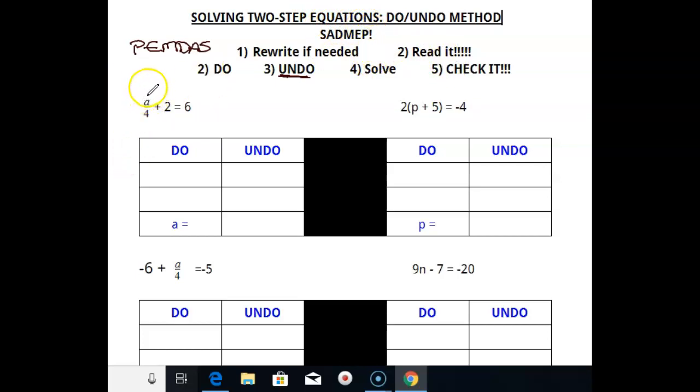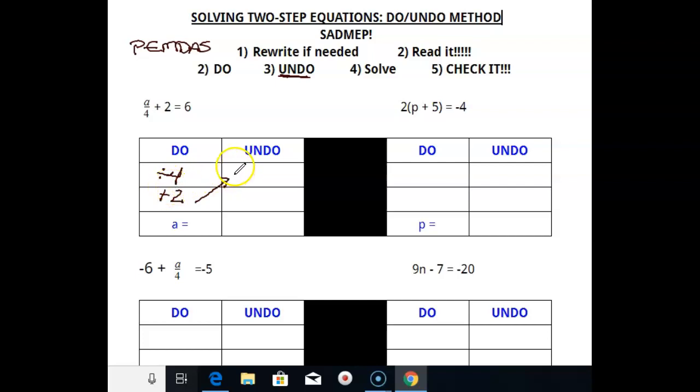So this one says something divided by 4 plus 2 is 6. Notice I did the evaluation method: I'm going to multiply and divide, and then add and subtract. Well, since I don't know what this number is, I can't do that. So I'm going to go back to SADMAP. SADMAP says if I'm going to solve this equation, I have to add or subtract first. So when I get to this undo, I have to start here.